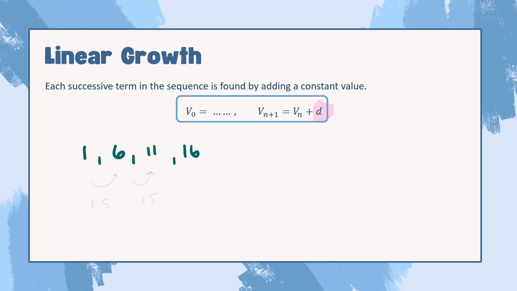So if we were to represent this as a recurrence relation, we'd have V0, so our initial value of 1, and our rule, Vn plus 1, is the current term plus 5, our constant value d.